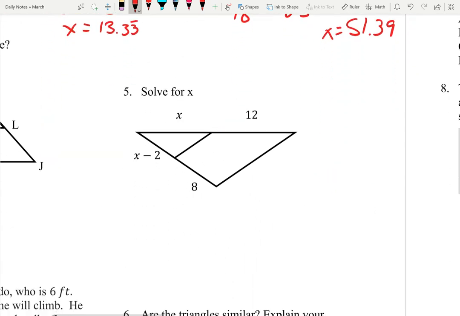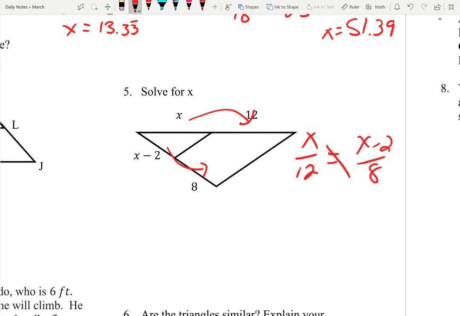All right. Number 5, solve for x. So again, let's set up our proportions. I'm going to say x to 12 has x minus 2 to 8. So still set up your proportions and fractions like normal. Just got to cross multiply. So x times 8, that's going to be 8x.